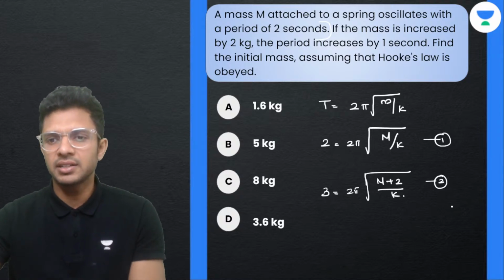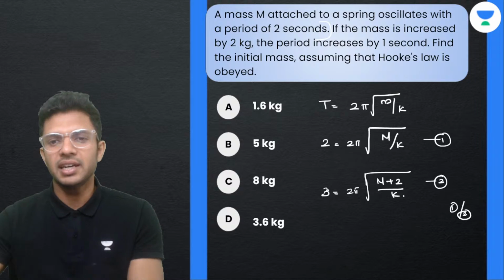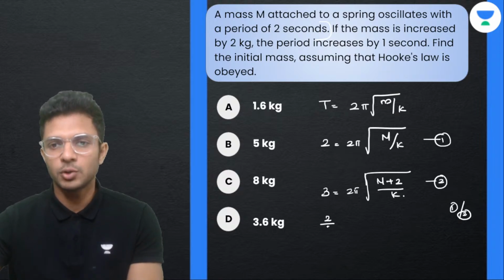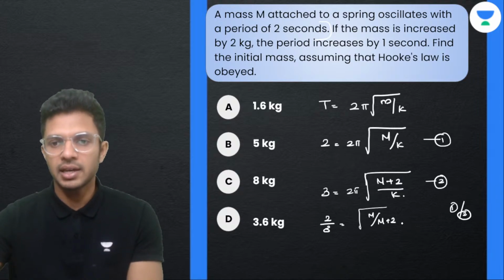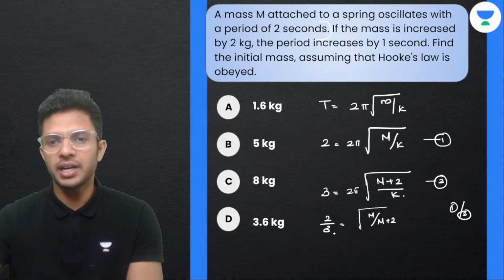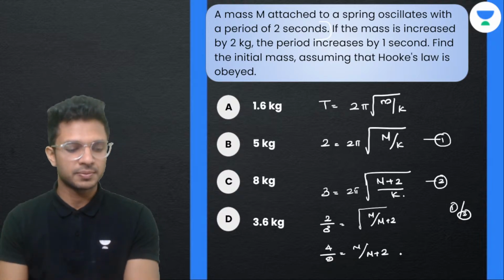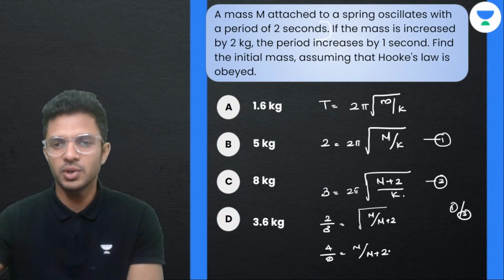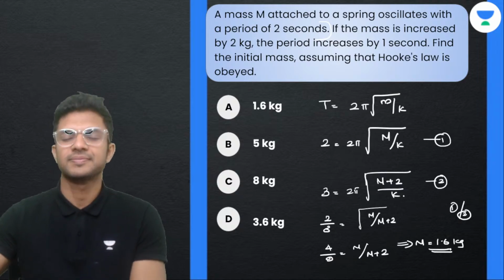Just divide equation 1 by 2, square it, cross multiply, and get the answer, that's it. So on the left hand side it becomes 2 by 3. 2 pi cancels, root k cancels, remaining will be M divided by M plus 2. Now square it off. How much will we get? 4 by 9 is equal to M divided by M plus 2. I think you all will do the cross multiplication; there's no space, so I'm just writing the answer directly. M will be equal to 1.6 kilogram.